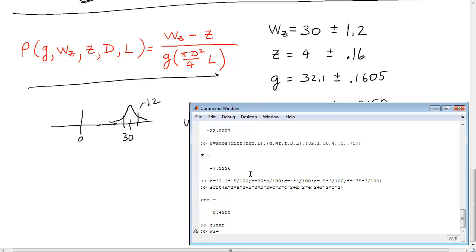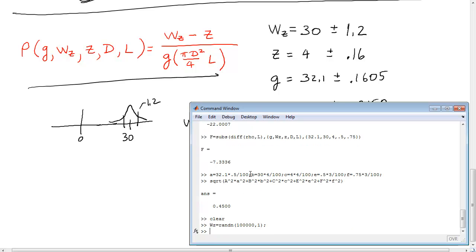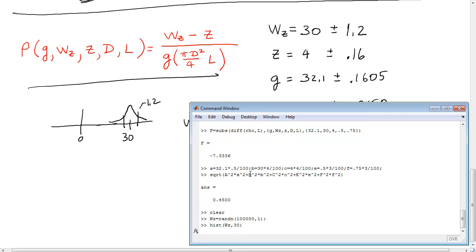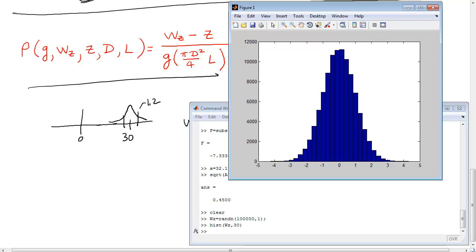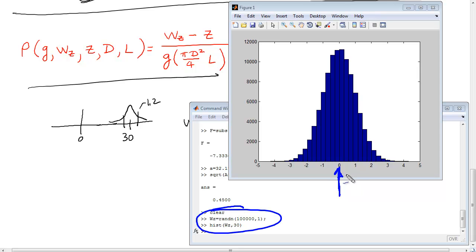Now what I'm going to say is, let's say WZ is equal to RANDN 100,000 by 1. And then I'm going to do a histogram of WZ with 30 bins. Now, the plot appeared over there, but I'm going to drag it back here. Let me spend some time telling you what you're looking at. This is not correct per se, because my average should be 30, but my average is 0.